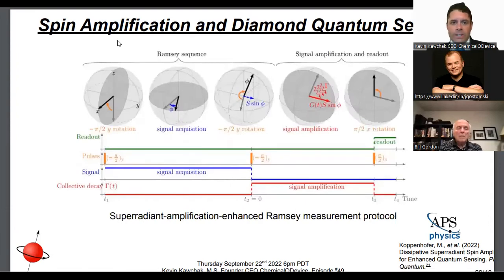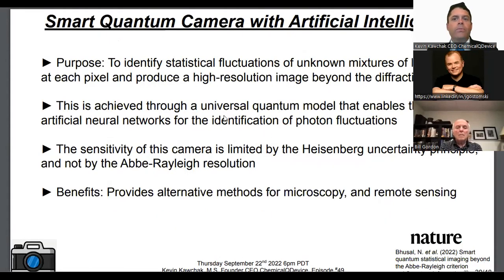And here in specific, the Ramsey sequence is familiar, and then this in specific where it says signal amplification and readout is what's being done in this paper to get certain aspects of the better sensitivity.